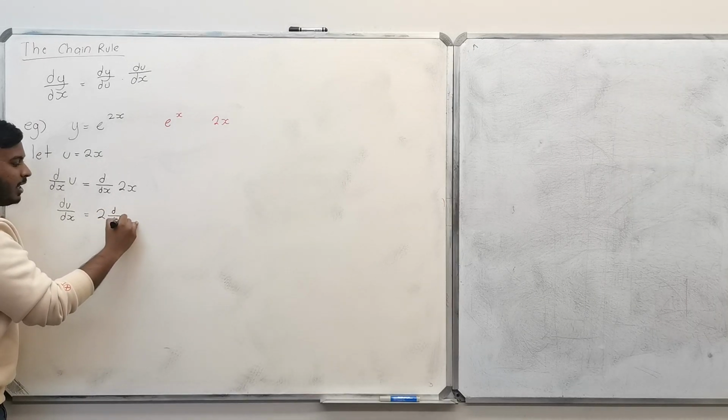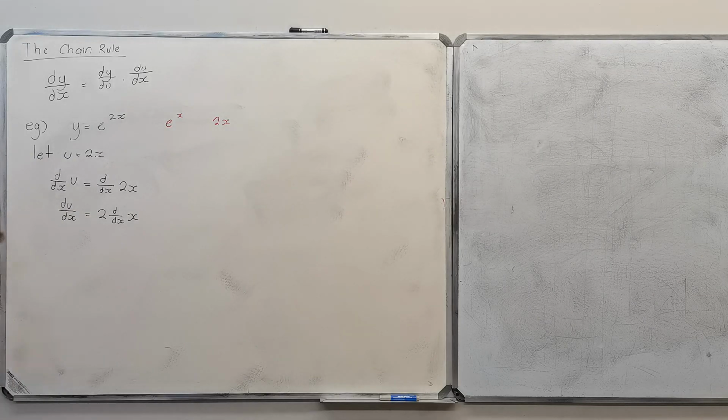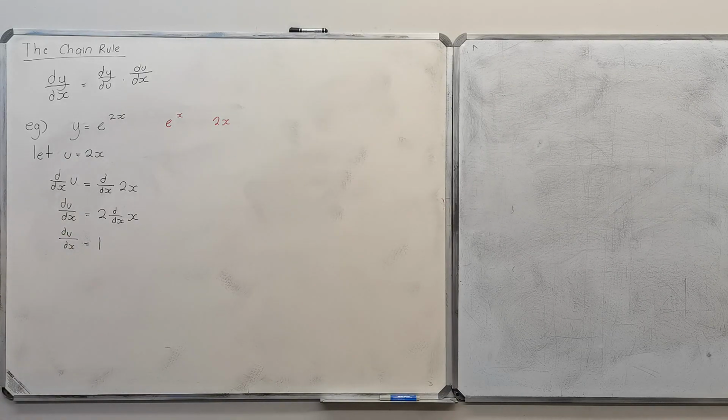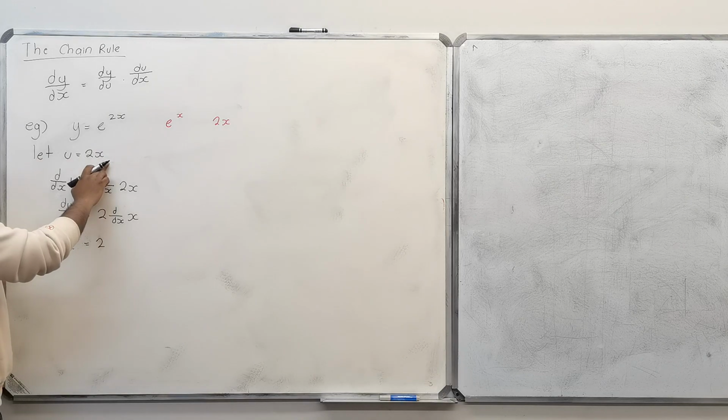d over dx of x. And the derivative of this, from our earlier rules, I think it was rule 1, right? It will be n times x to the power n minus 1. It will be 1 times x to the power 1 minus 1, which is x to the power 0, which will make it 1, right? So you're only left with the constant, okay? So du over dx is equal to... it's not equal to 1, 2. It's equal to 2. So that's what du over dx is equal to. Okay? Because we let u equal to 2x, right?